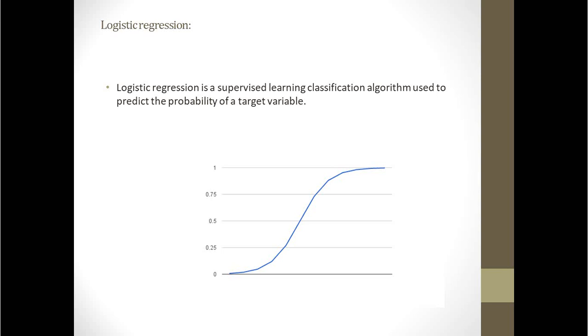The nature of a target or dependent variable is dichotomous, which means there would be only two possible classes. In simple words, the dependent variable is binary in nature, having data codes as either 1 standing for success or 0 standing for failure. Mathematically, a logistic regression model predicts P(Y=1) as a function of X.